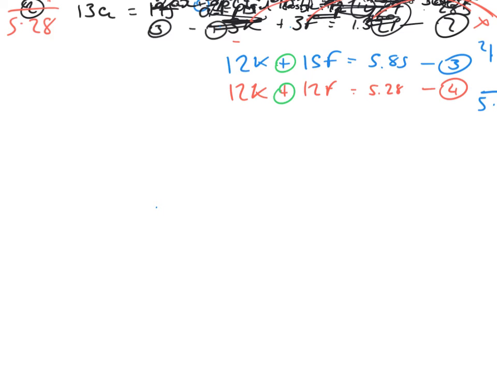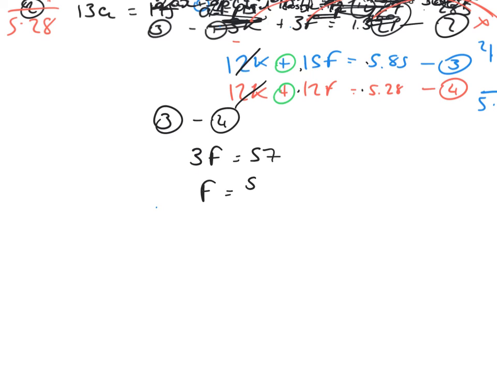Okay, signs are the same. I'm going to subtract. I could do 3 take away 4 or 4 take away 3, doesn't matter. Let's go 3 take away 4, 12k take away 12k, that goes. 15f take away 12f, 3f. £5.85 take away £5.28, just take your time with that, just be really careful. And that will give me 57. I'm then going to bring the 3 down and divide. That's going to be 57 over 3, take your time, and that will give me 19.